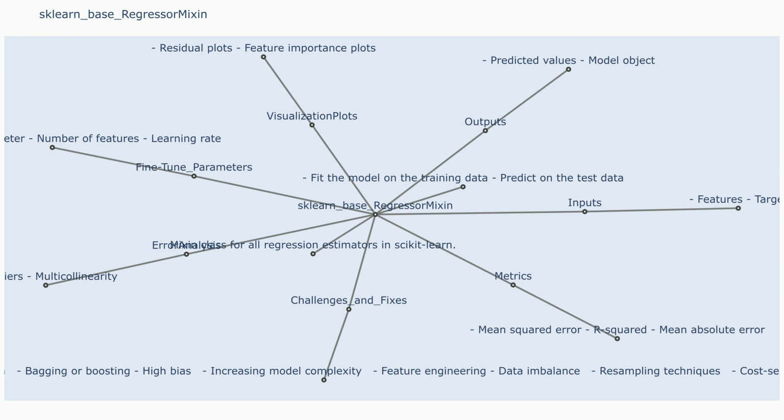Challenge 4: multicollinearity. High correlation between features can make it difficult for the model to determine the individual effects of each feature. Sample use case that resulted in challenge 4: two features that measure similar aspects of the data may be highly correlated.